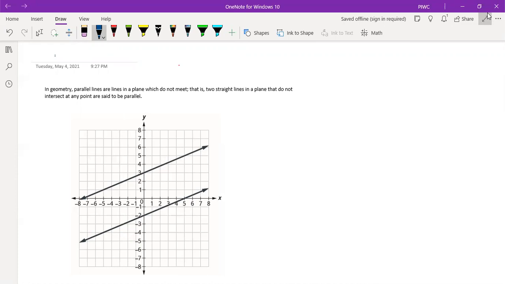In today's lesson, I want to continue with parallel lines in geometry.